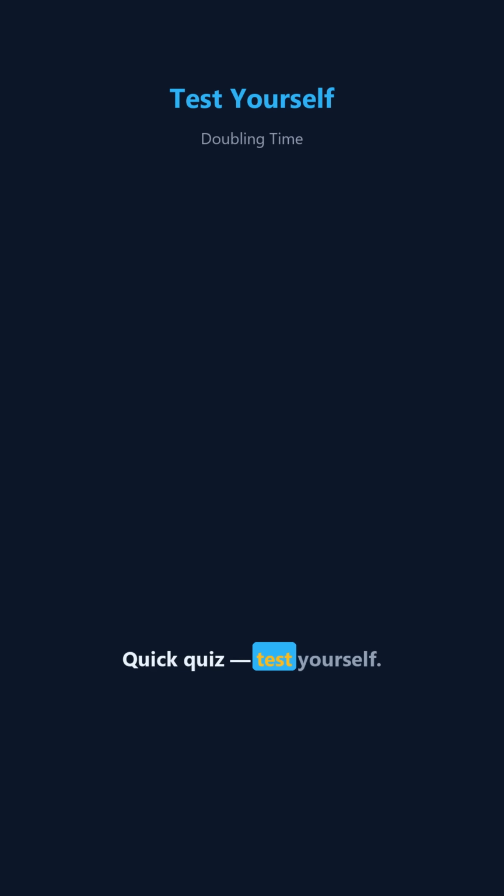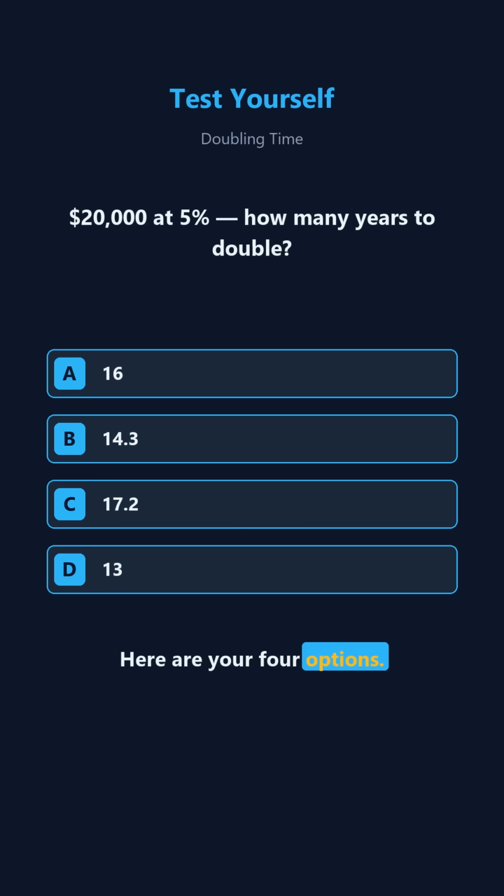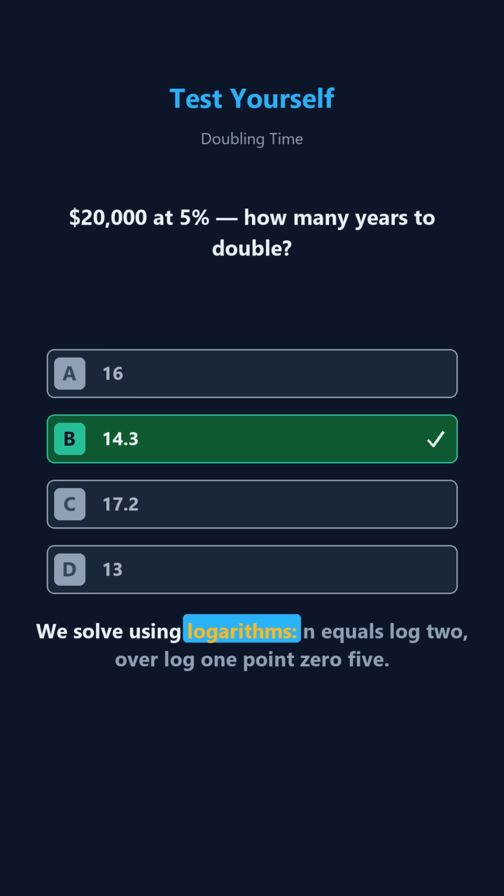Quick quiz, test yourself. You deposit $20,000 at 5%, so how many years until your money doubles? Here are your 4 options. Pause the video and solve it now. The correct answer is B, 14.3 years. We solve using logarithms. n equals log 2 over log 1.05.